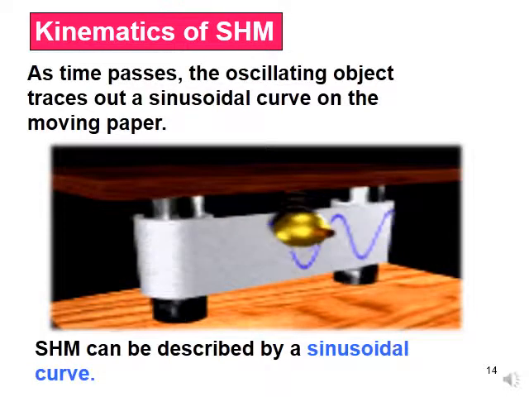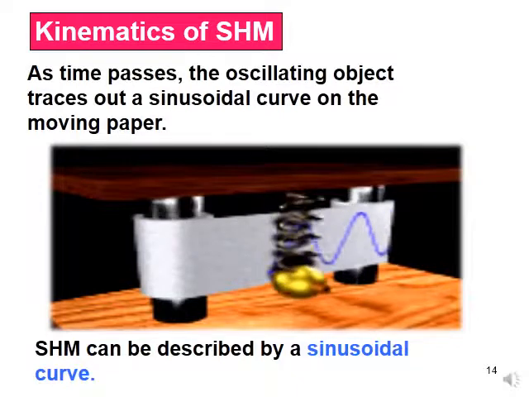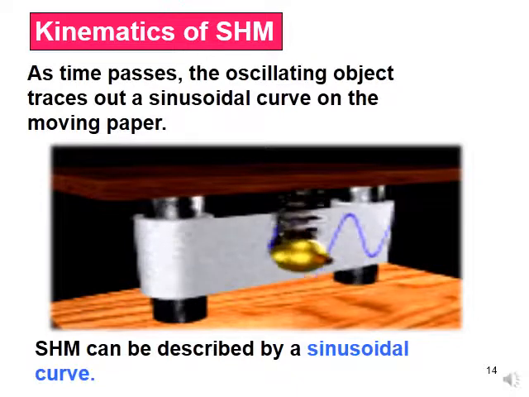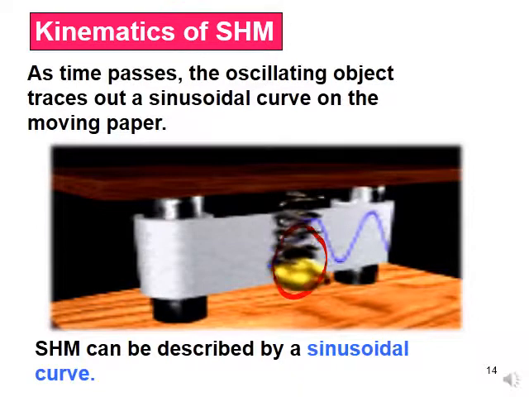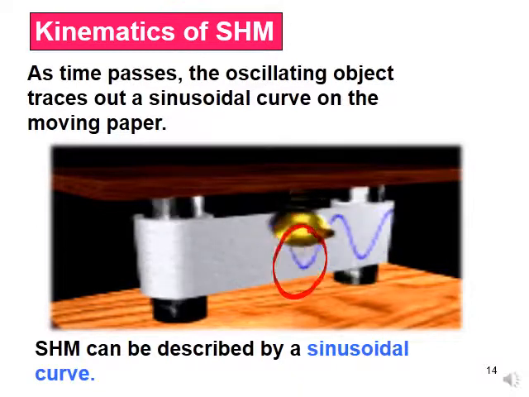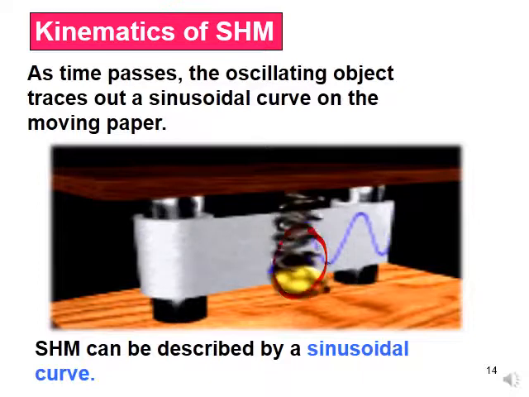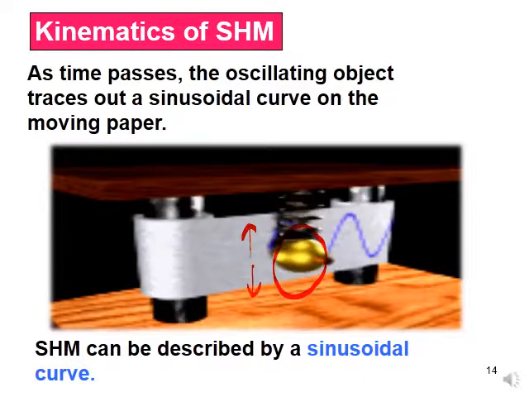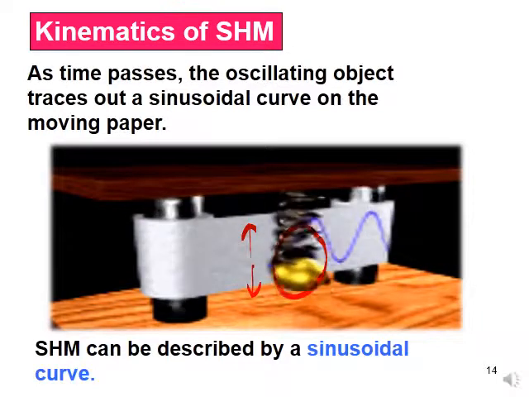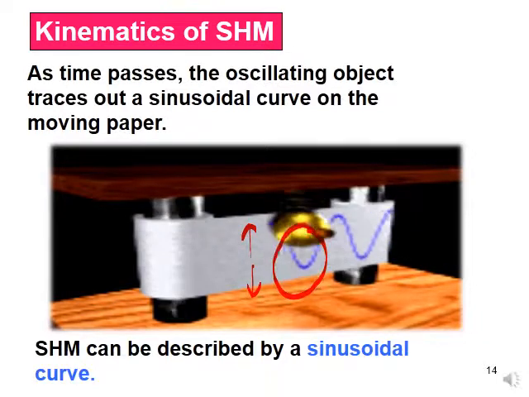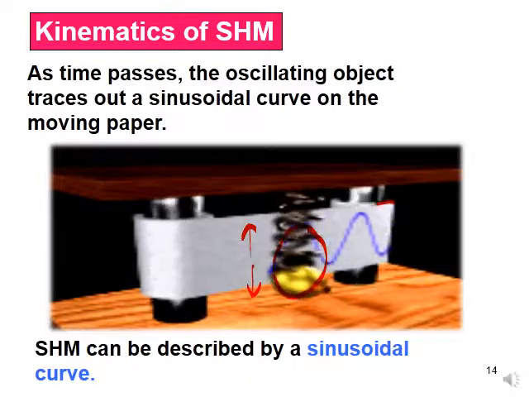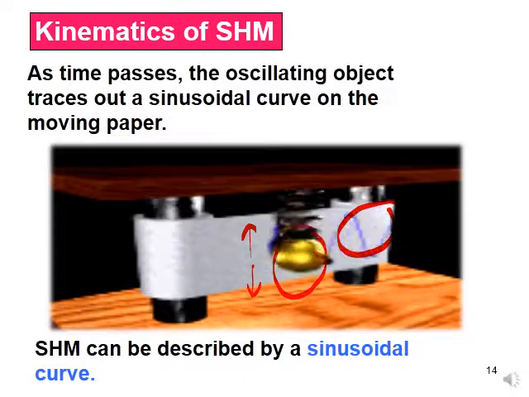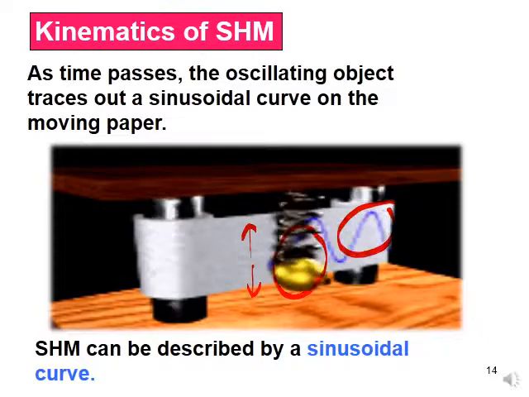Kinematics of simple harmonic motion. This video shows a mass on a vertical spring system. The ball oscillates, or moves up and down. As time passes, the oscillating object traces out a sinusoidal curve on the moving paper. This situation represents the kinematics of simple harmonic motion.